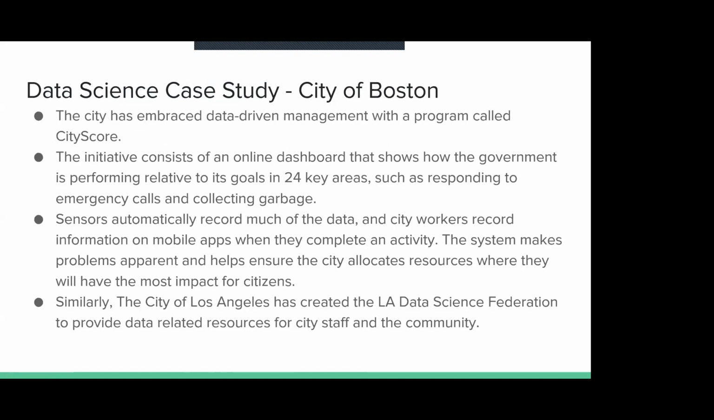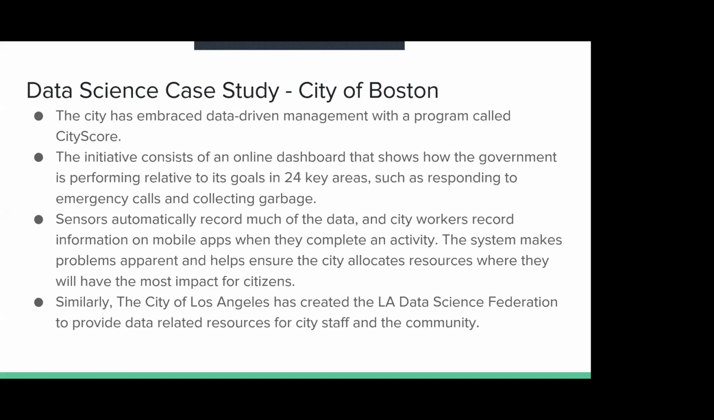Another example is Boston's utilization of CityScore. The city developed a program that utilized data-driven management that helped identify how the government was performing relative to its 24 key area goals. These goals ranged from emergency calls to collecting garbage. Boston utilized sensors that automatically recorded much of the data and activity. The system made challenges more apparent and helped ensure the city was allocating resources where they would have the greatest impact on its citizens.